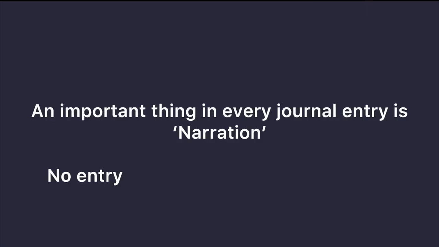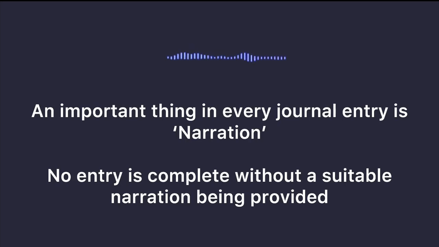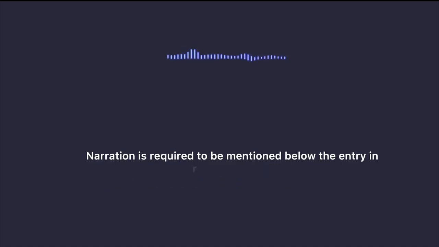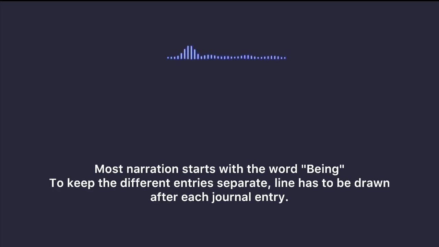An important thing in every journal entry is narration. No entry is completed without a suitable narration being provided. Narration is required to be mentioned below the entry in round brackets, giving a short explanation of the business transaction. Most narrations start with the word "being", and to keep different entries separate, a line has to be drawn after each journal entry.